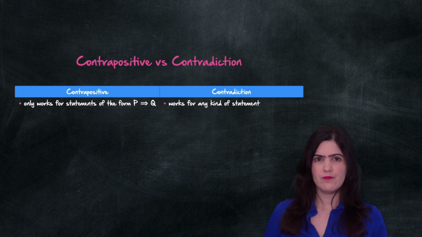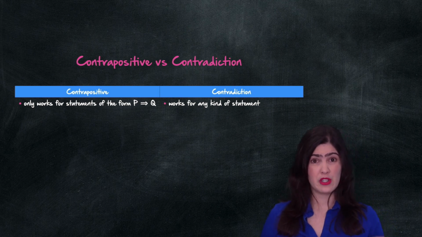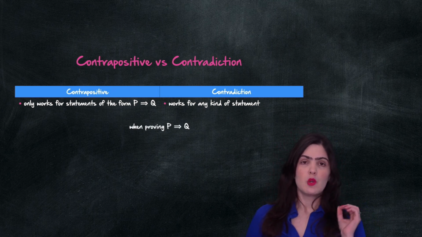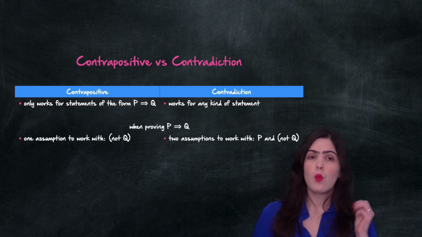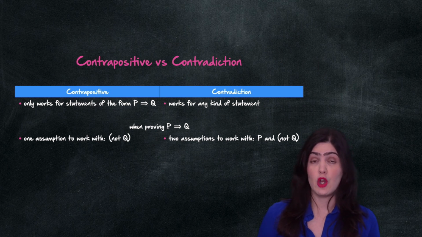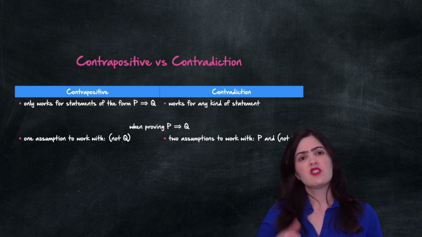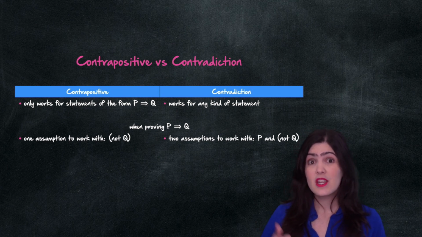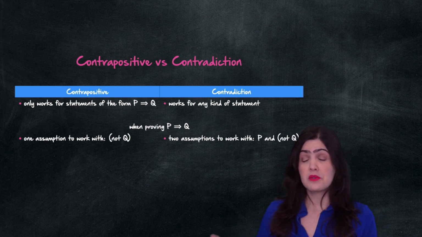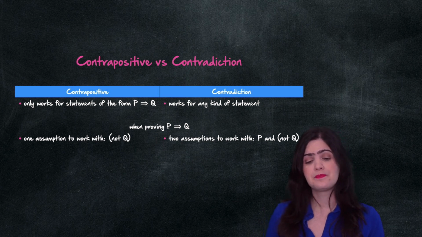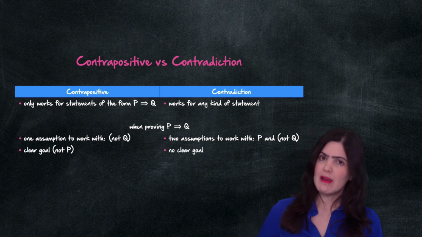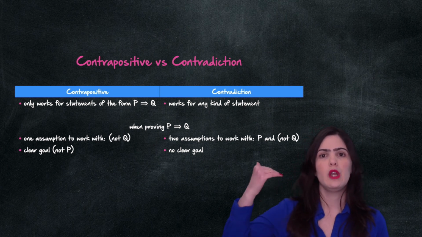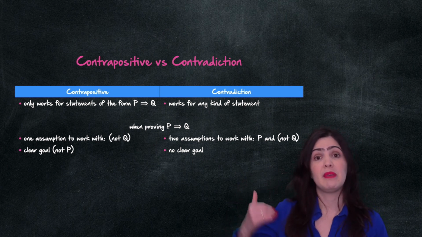Now, let's compare the two when we're trying to prove a statement of the form if P then Q. Okay, so in proof by contrapositive, we have one assumption to work with, which is not Q. Now, in proof by contradiction, we have two things to work with. We have P and not Q. So sometimes that could be helpful. Now, in a proof by contrapositive, we have a clear goal. We know that we start with not Q, and we know that we want to arrive at not P.